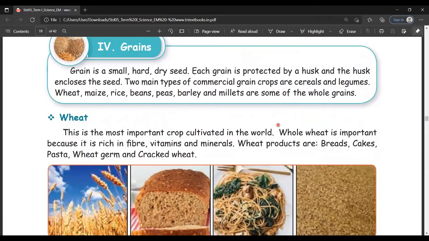The next thing is grains. Grain is a small, hard, dry seed. Okay, grain is a small, hard, dry seed. Each grain is protected by a husk, and the husk encloses the seed. Grain is small, very hard, a dry seed.